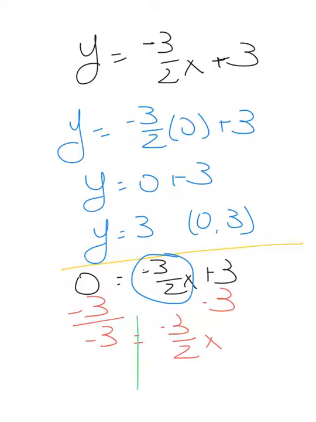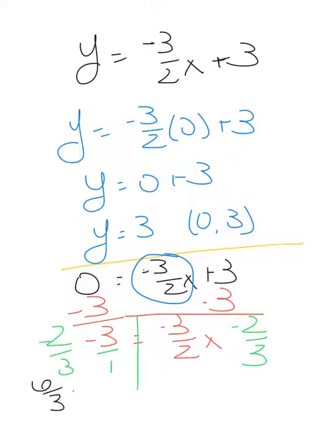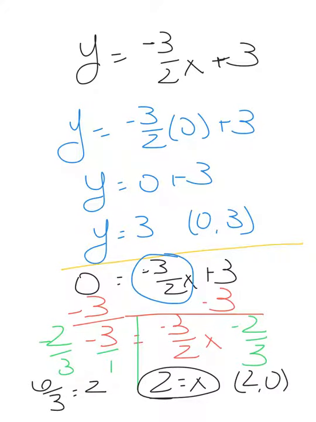3/2 and x are being multiplied. Opposite of multiplication is division, but I have a fraction. To divide fractions, I'm going to multiply by the reciprocal. Reciprocal of negative 3/2 is negative 2/3. I'm going to multiply straight across. 2 times 3 is 6. 3 times 1 is 3, and 6 divided by 3 is 2. So x is going to equal 2, which is the ordered pair 2, 0.